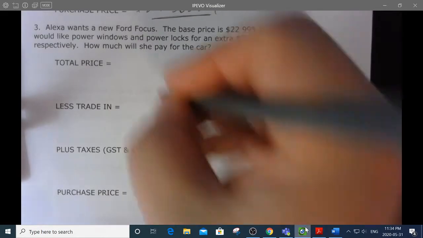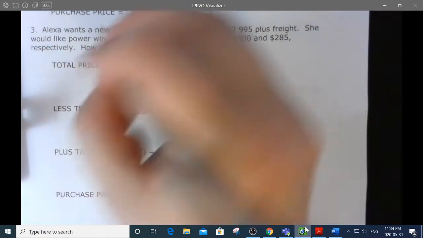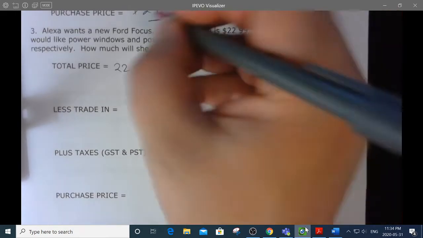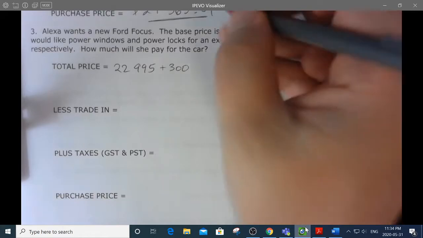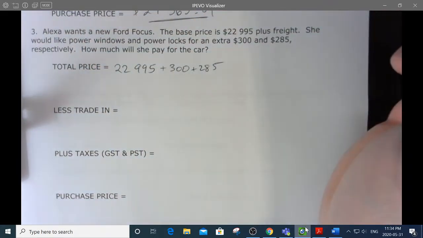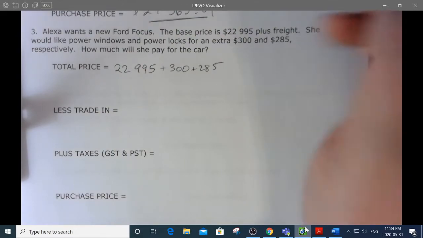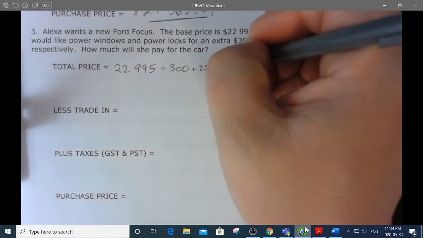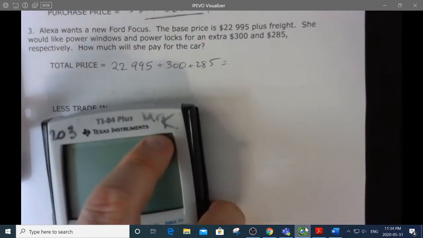Okay, example 3. Alexa wants to buy a new Ford Focus. The base price is $22,995. She is getting power windows and power locks for an extra $300. That'd be quite a bargain for that. Oh, and $285. Yeah, that makes more sense. It's two prices, one for the windows, one for the locks. Okay, it doesn't say anything about freight or excise taxes, so maybe she doesn't have to pay those.